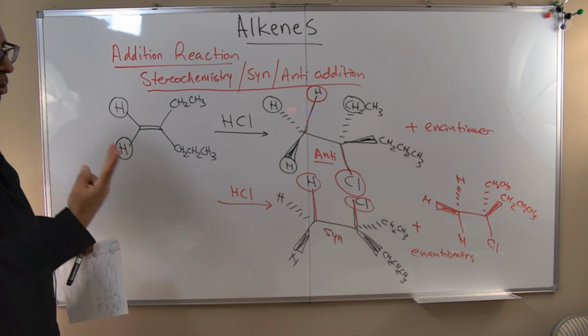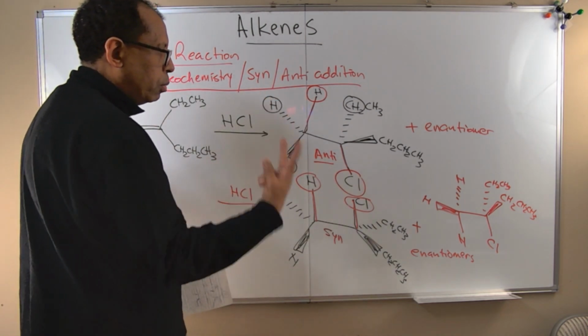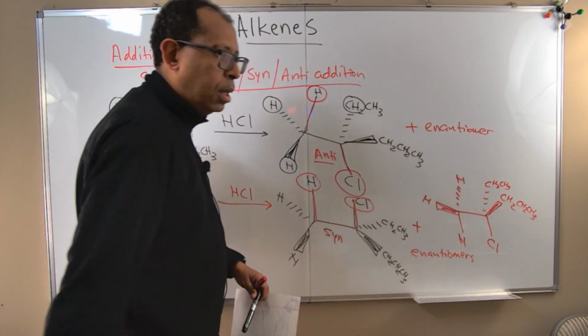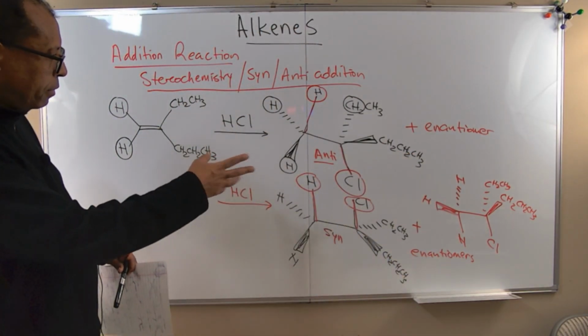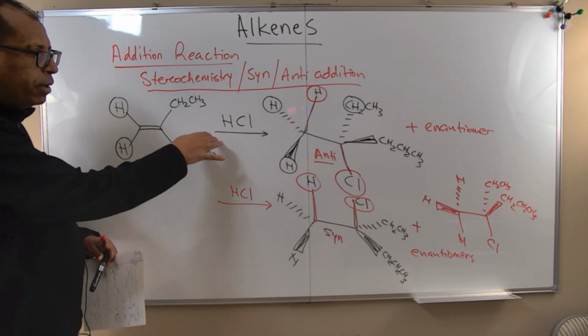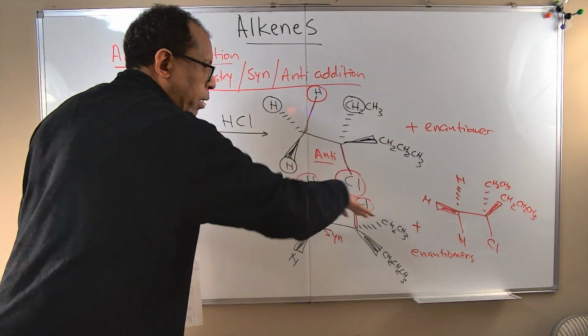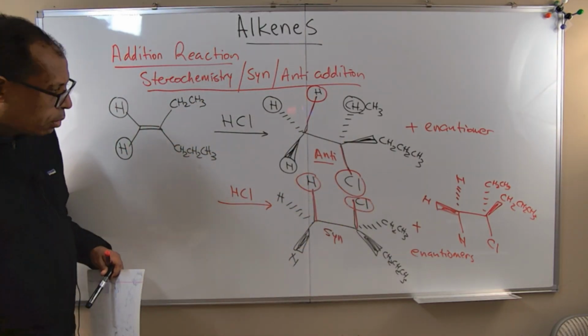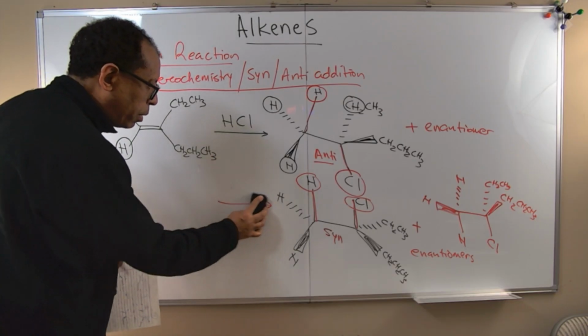For syn, there are 2 possibilities. For anti, 2 possibilities, generating enantiomer pairs. So 4 different compounds can be made by a single addition of HCl. All these 4 compounds are possible from just one reaction. So it's not like two reactions separately.